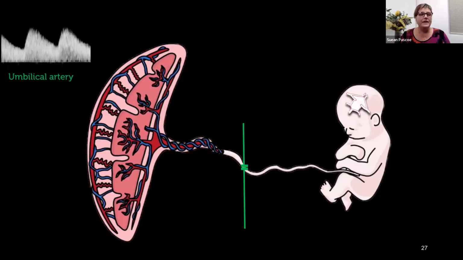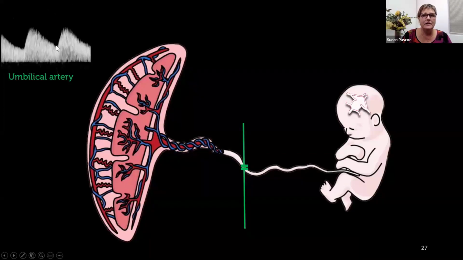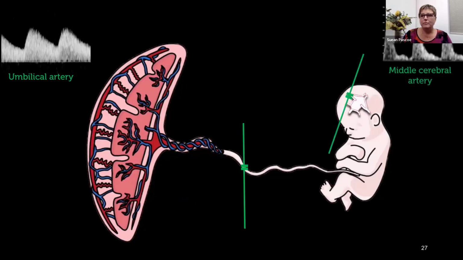So when I look at the umbilical artery trace, you can see here in diastole, there is a lot of flow. And here, even in systole, there is a lot of flow. And here in diastole, we still have forward flow above the line. When we look at the middle cerebral artery, in systole, we have strong flow, but in diastole, there is far less flow. So this is a high resistance trace in the middle cerebral artery and a low resistance trace in the umbilical artery.